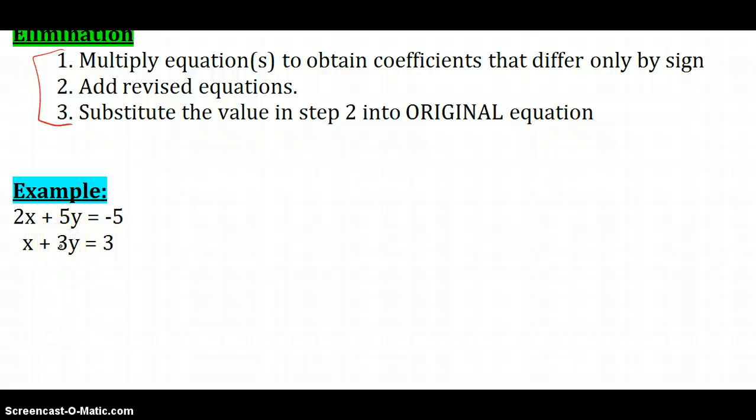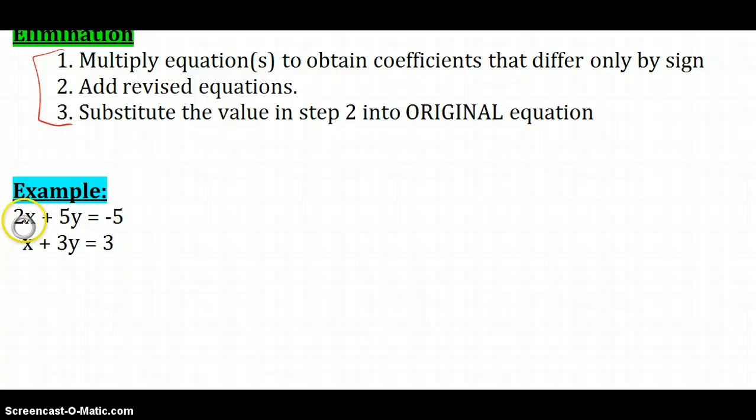If we have 2x plus 5y equals negative 5 and x plus 3y equals 3, and we're supposed to solve the system using elimination. So somehow you want to get either your x's or y's, again, doesn't matter which one, it can be either one. They need to be the same number but different signs.